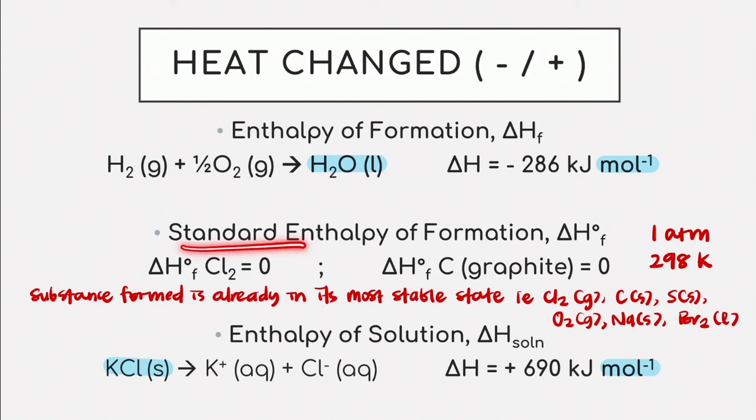Let's see if the standard enthalpy of formation of compounds Cl2 and carbon graphite is formed at standard conditions, which is 1 atm and 298 kelvins. So what does it mean when your delta H of formation is equal to 0? This means that your substance formed is already in its most stable state. Okay, Cl2 memang dah dalam stable state dia. You do not need to do any heat change, okay, when forming Cl2 gas.